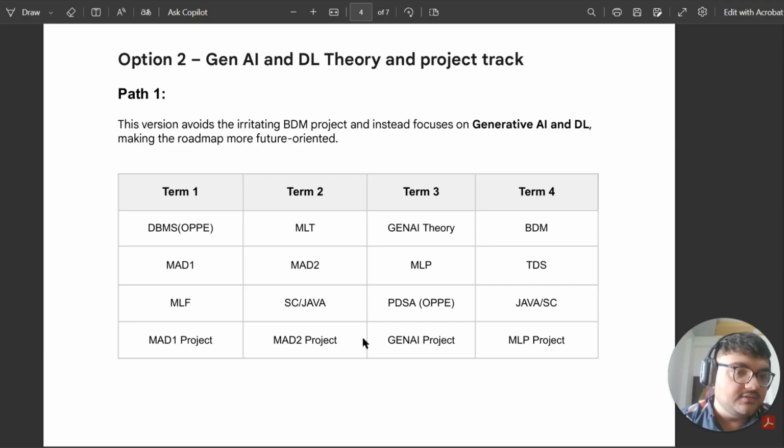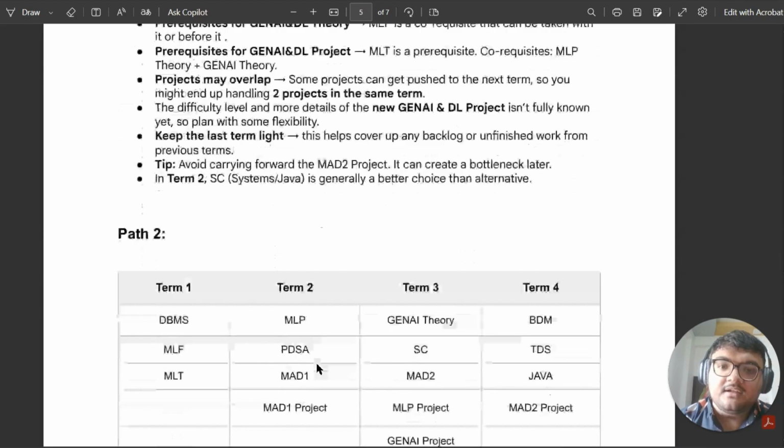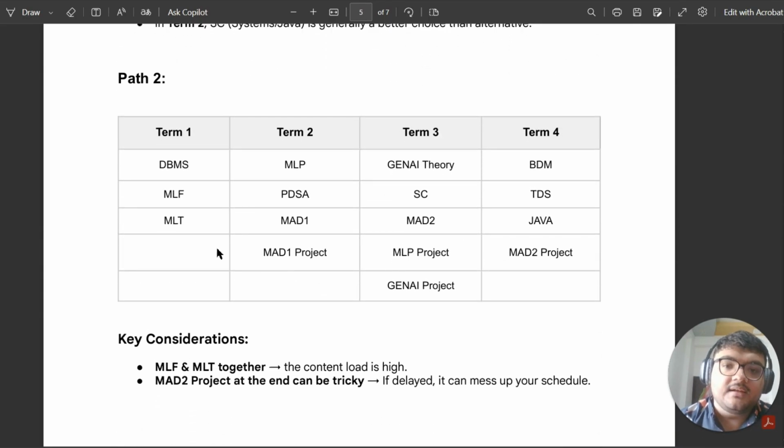It is really heavy. Because of the prerequisite and co-requisite dependencies, Mat2 and the project came together. Still, if you have a better combination, let me know in the comments. Then there is one more. Here I have taken care of the theory and project thing, so theory first and then project.